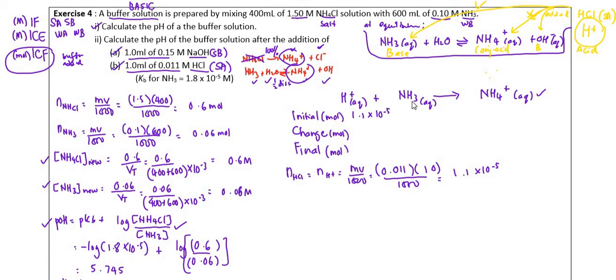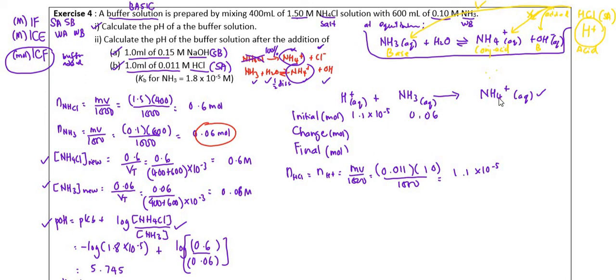How about the mole for this NH3? You get the mole for NH3 from this value. This value refers to the initial mole of ammonia. So you write 0.06 here.